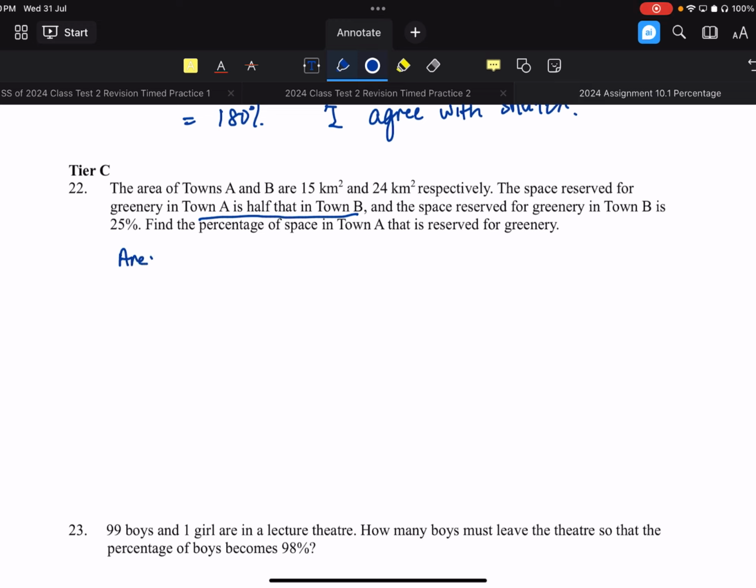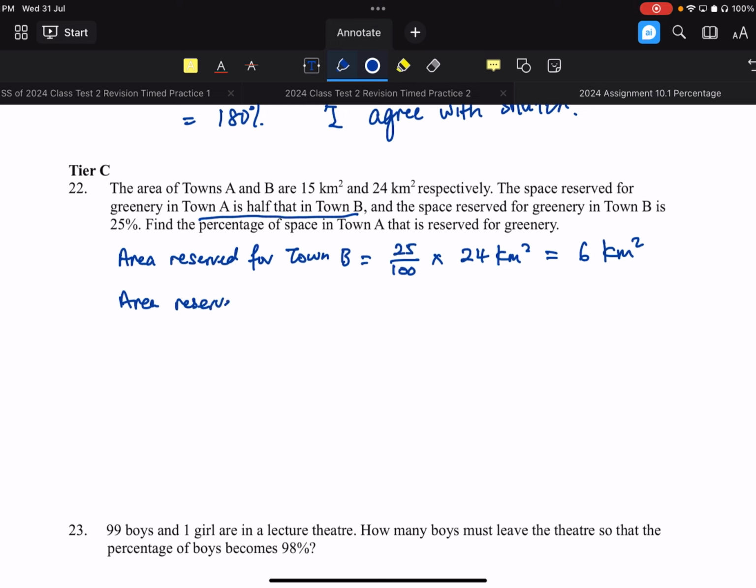So area reserved for town B, this will be 25%, so 25 over 100 times the actual area of town B, which is 24 square kilometers. That will give us 6 square kilometers. Therefore, the area reserved for town A is half of 6 square kilometers, which gives us 3 square kilometers.